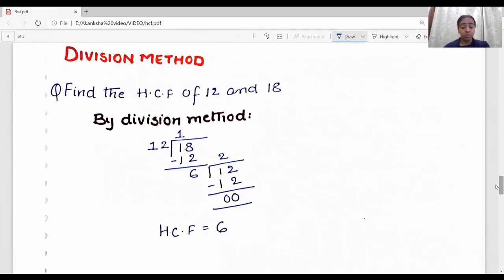Next is the division method that we're going to do today. Now, division method: find the HCF of 12 and 18 using the division method. How you're going to do it is, see, 12, and you write down the division method like this. The smaller number will be divided by the bigger number.